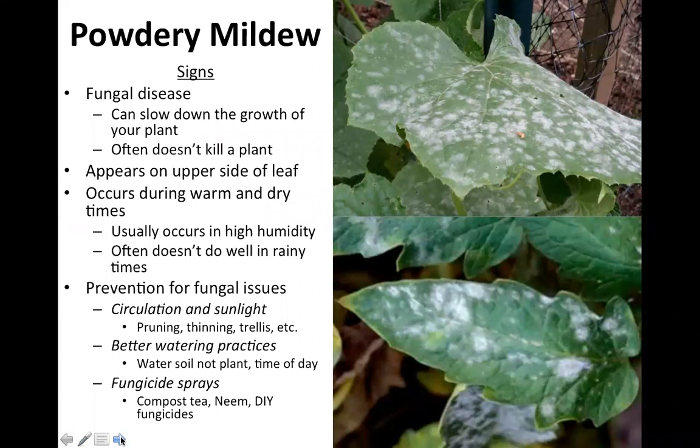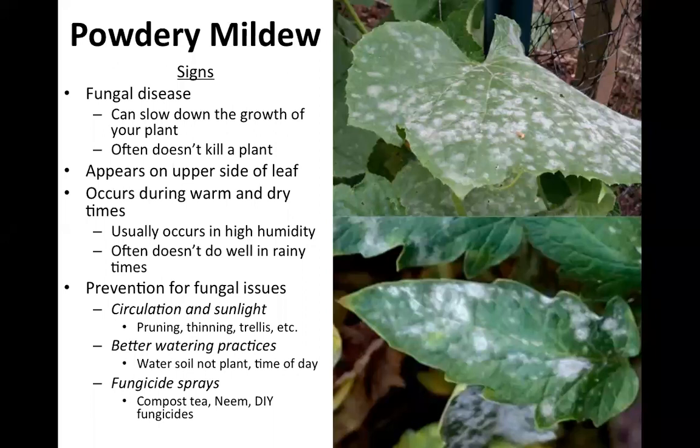One of the more common ones is powdery mildew. It looks like powder, and it's a fungal disease. It will hurt your plant a little bit, but it usually doesn't kill your plant. It's not like downy mildew, the next one we're going to talk about, which can be a lot worse. If it's a mild case, it's not a big deal, but if it's all over your plants, it could stunt them, so you may want to treat it. The best thing to do is spray some fungicides. You can use compost tea, neem, or DIY fungicides like garlic.